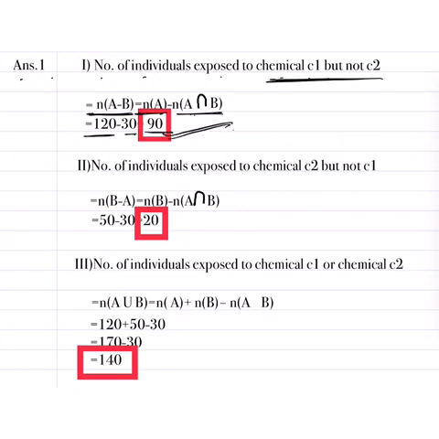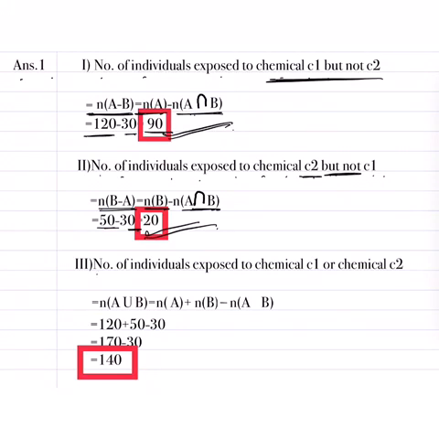Then the second part says that we need to find the number of individuals who are exposed to chemical C2 but not to chemical C1, and then we'll just find out the number of elements in B minus A, which is equal to the number of elements in B minus the number of elements in A intersection B, and this comes out to be 20 individuals.